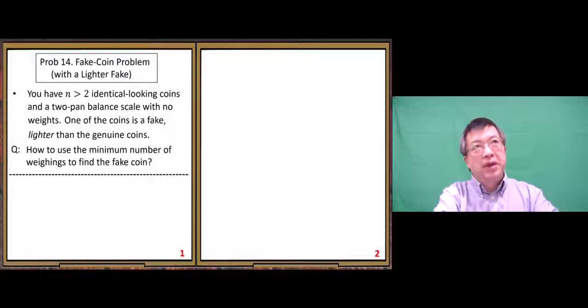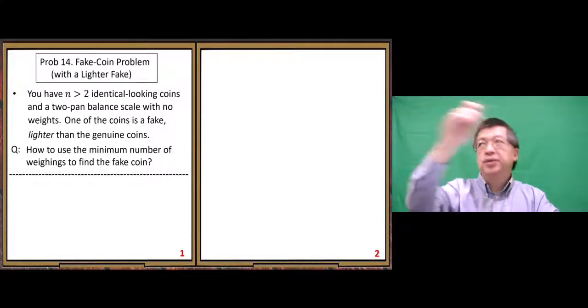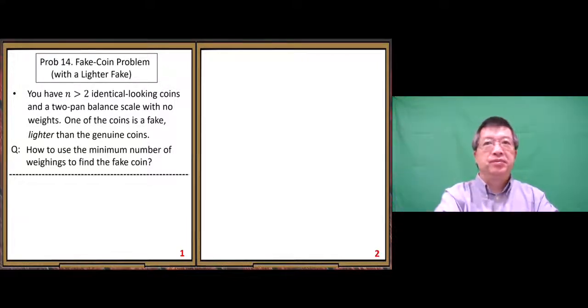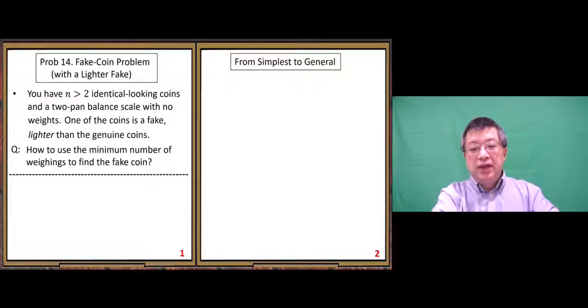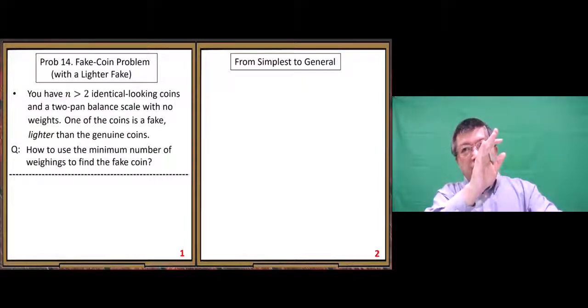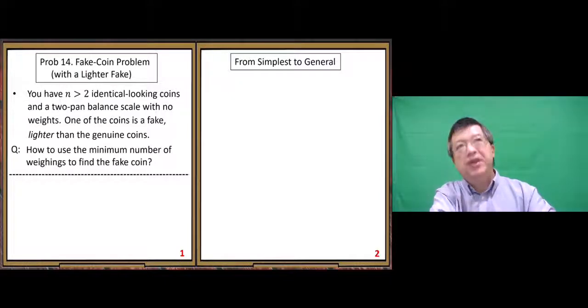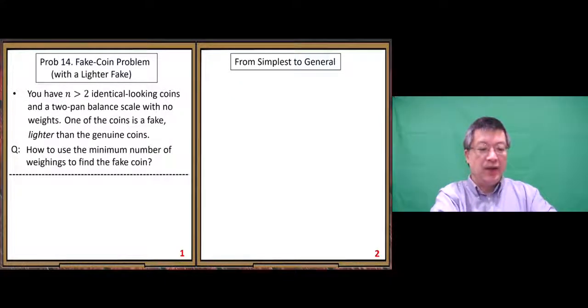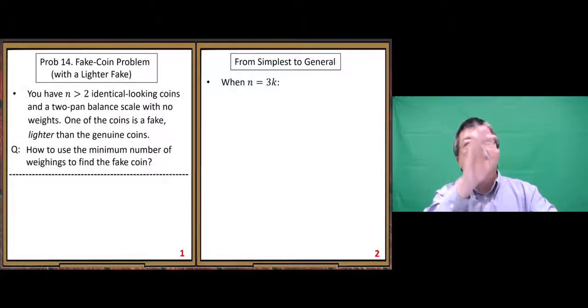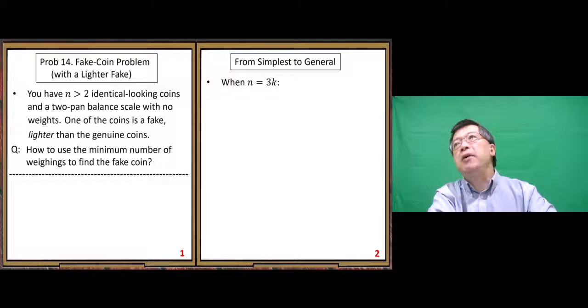Because it is not easy to jump from n equals 3 to the general case. For the general case, we like to consider a case relatively easier for us. So we consider n is a multiple of 3k.